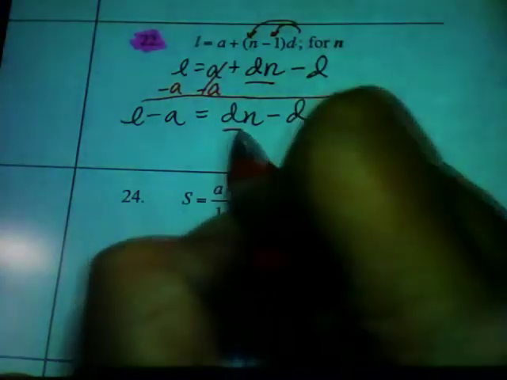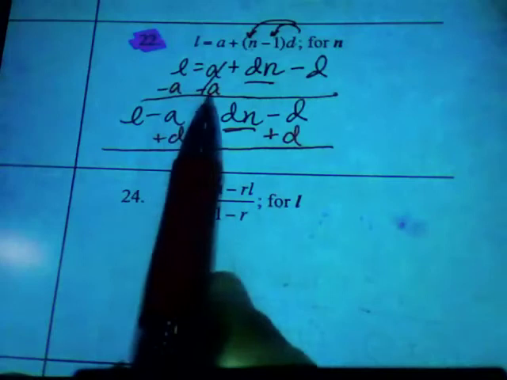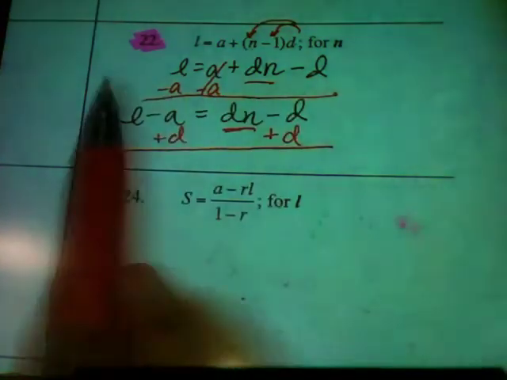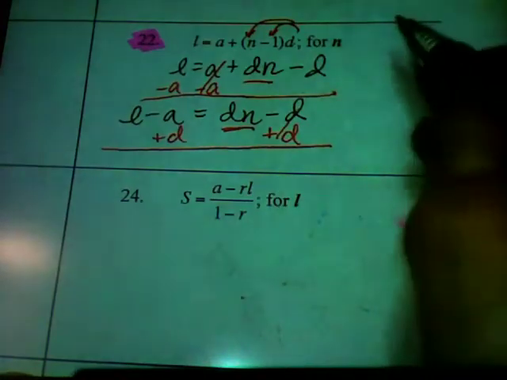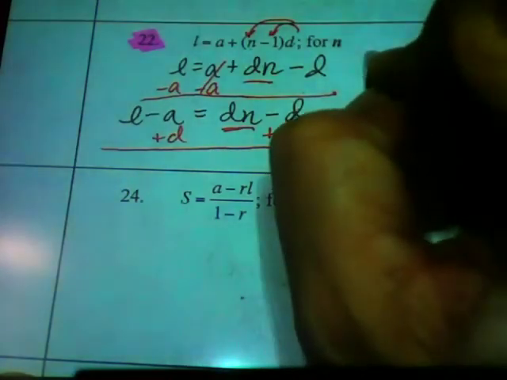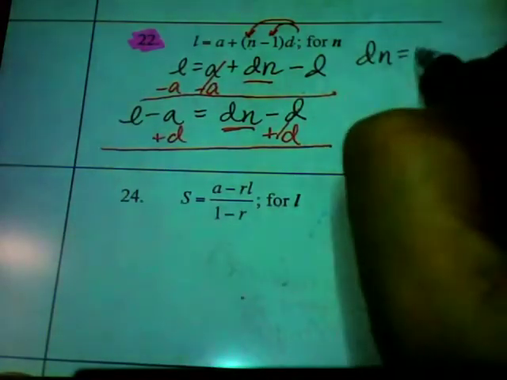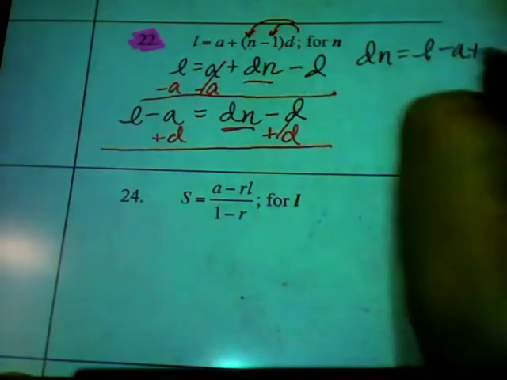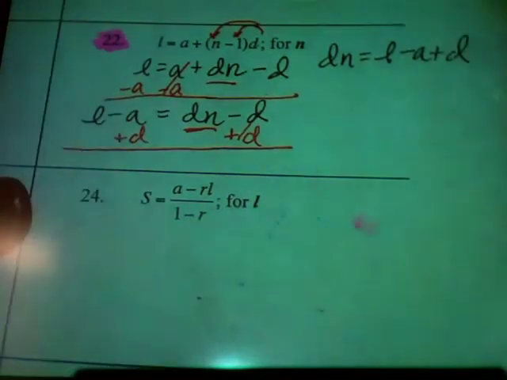Again, I want this by itself. How do you get rid of minus d? Add d. You could have done that in one step if you wanted to. You could have subtracted a and added d at the same time, but for some of you that's going to confuse you. So I didn't. So now I have, I'm going to use the symmetric property, dn is equal to, and over here I have L minus a plus d. You can have those in whatever order you want to, so long as the a remains negative. So I'm solving for what again?